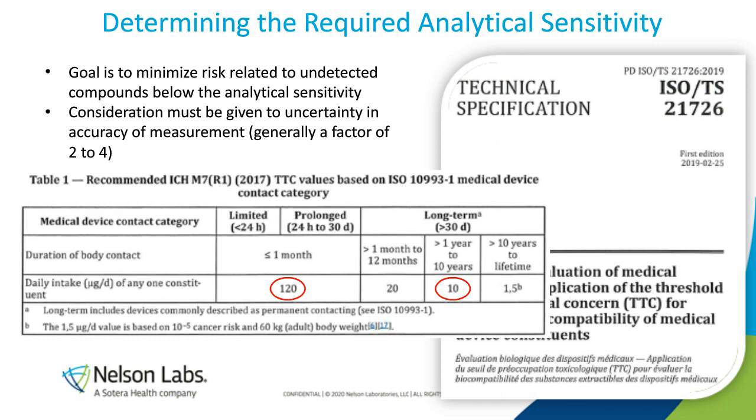Rather, it makes more sense to choose a TTC that matches the actual contact type that you have for your device. So for example, if you had a resorbable device, like a resorbable suture anchor, then even though it's definitely a longer contact duration than 30 days, which would put it into the long-term category according to ISO 10993-1, it would also be known that it resorbs in less than 10 years. So then you can use a higher TTC than 1.5. You could use a TTC of 10 to form the basis of your analytical evaluation threshold.